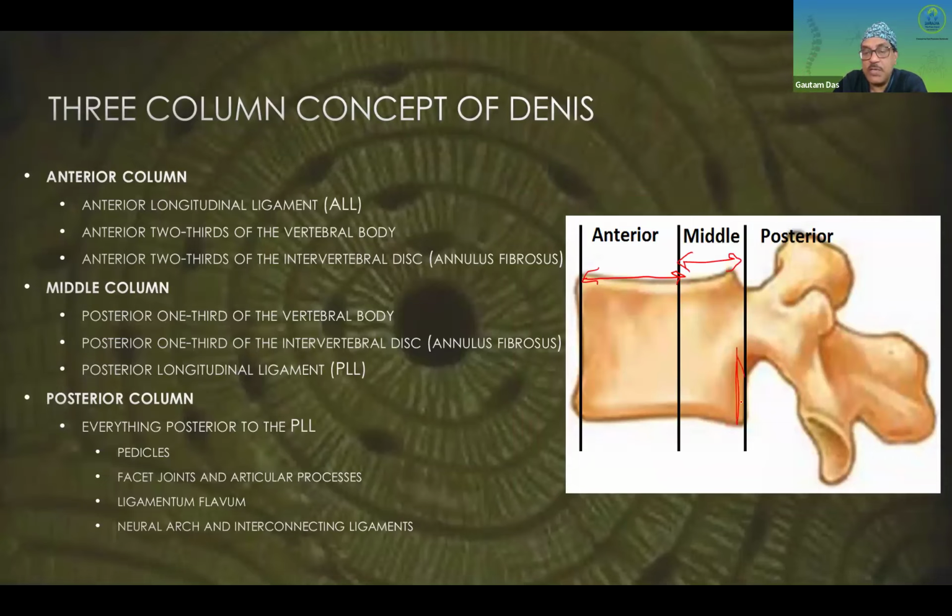So, posterior longitudinal ligament is here. Anterior longitudinal ligament is here. So, this is the posterior longitudinal ligament. So, anything posterior to the posterior longitudinal ligament is basically the posterior column.